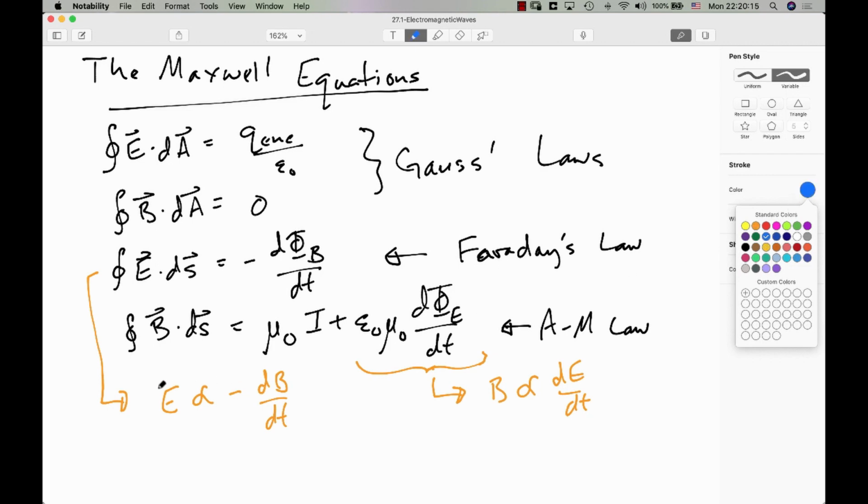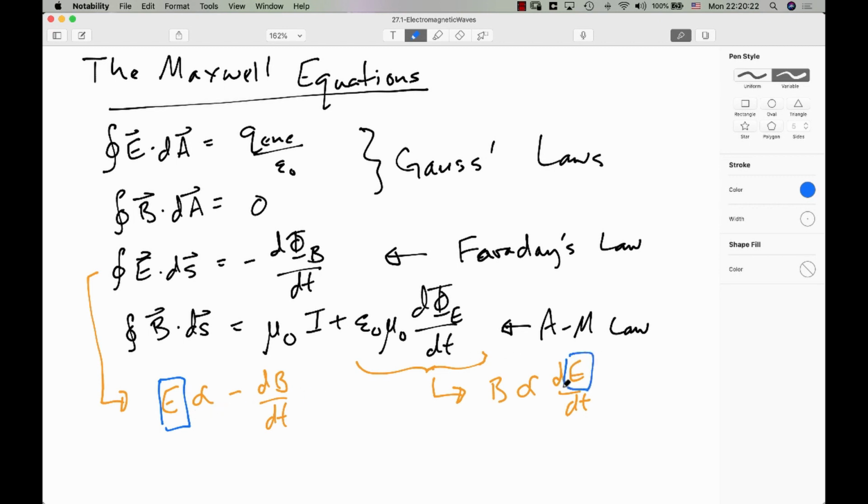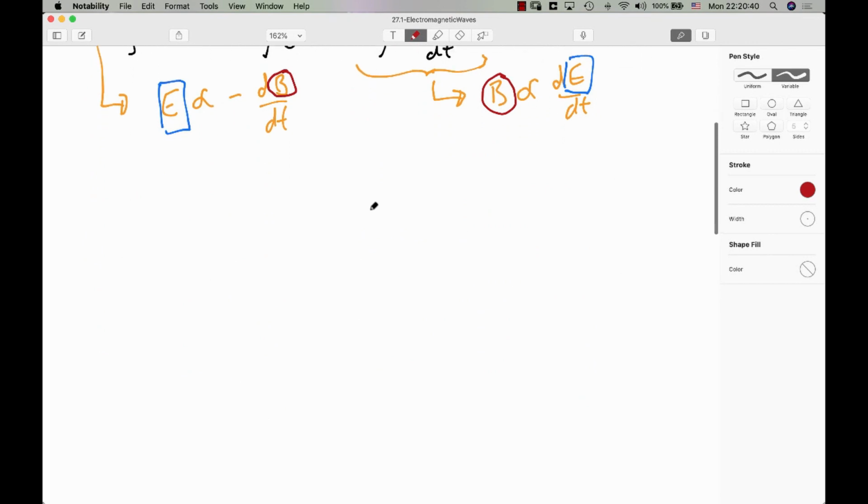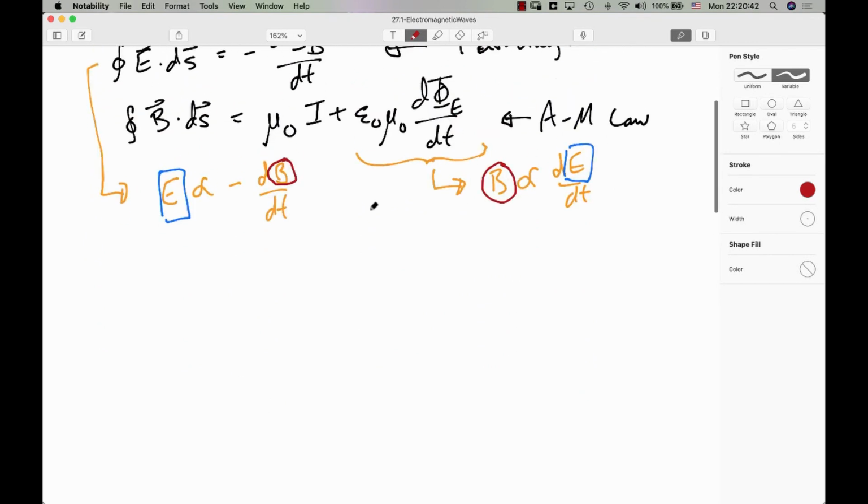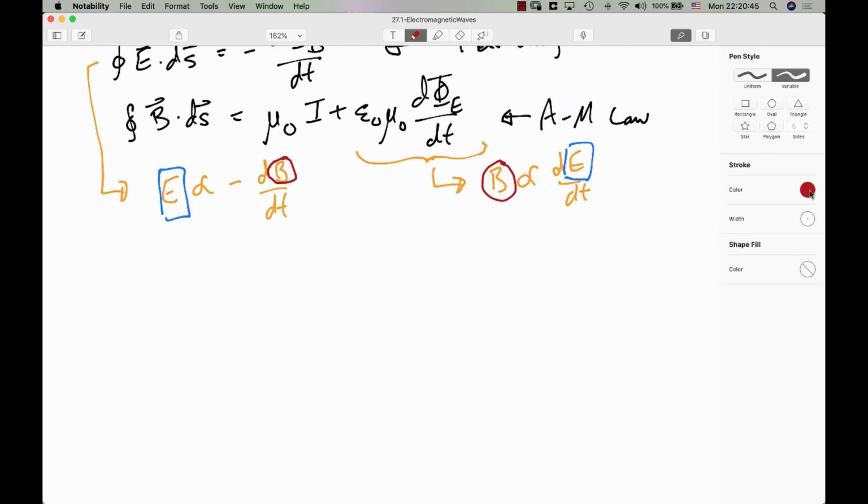So here, I'm going to draw boxes around my E's and circles around my B's, and let's change the color for that. And now I'm going to go take a look at a mass on a spring, thinking back to introductory mechanics.